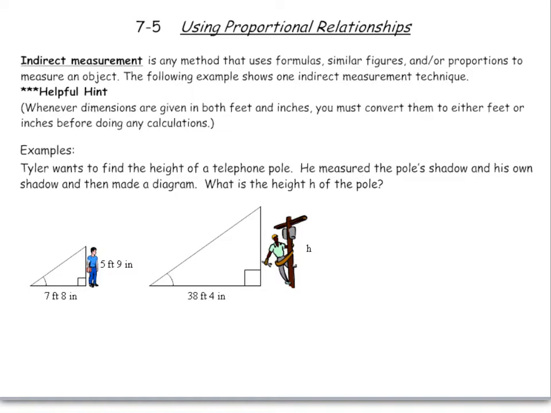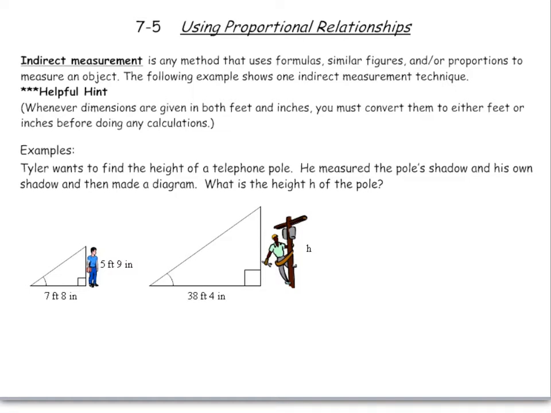Whenever dimensions are given in both feet and inches, you have to convert them to either one or the other, because otherwise it gets super messy, you guys. So if you take a look at the first example down here, this is a great example of indirect measurement and having two different dimensions. Tyler wants to find the height of this telephone pole. So he measured the pole's shadow. You get 38 feet 4 inches. And then he measures his own shadow, which is 7 feet 8 inches. And then this is as tall as Tyler is. And then he's supposed to use that to find the height of the pole.